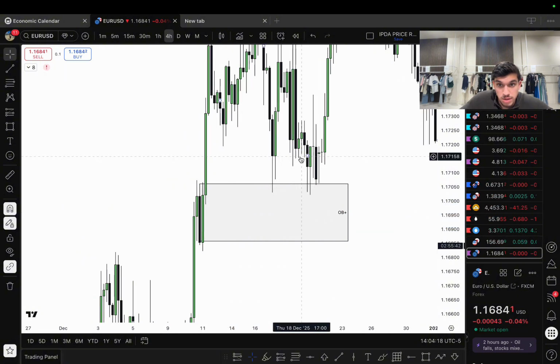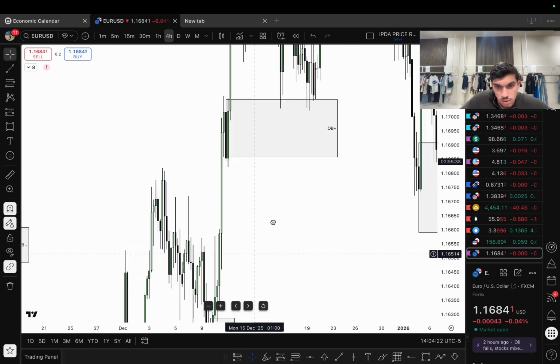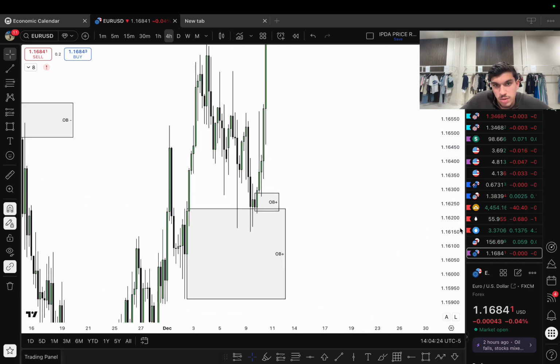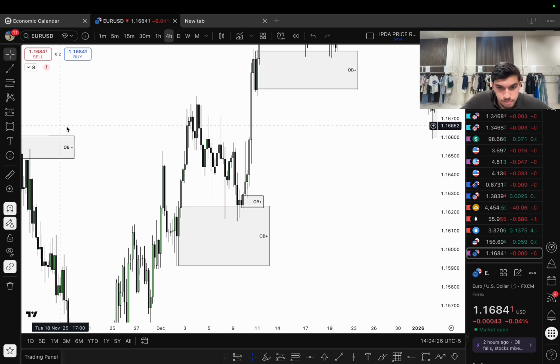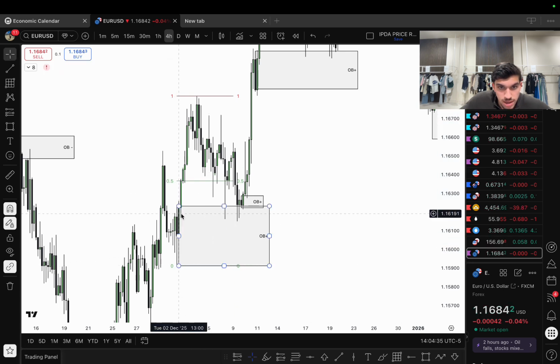We touched it a lot of times and it went higher. Also, for order blocks, I really want to see valid order blocks to enter. It needs to be in discount. You take your Fib box and put it from the swing high to the swing low, and if the order block is in discount, it's a valid order block.